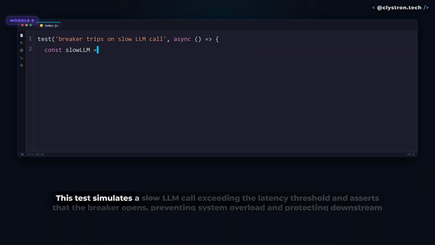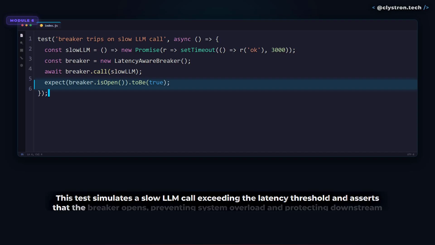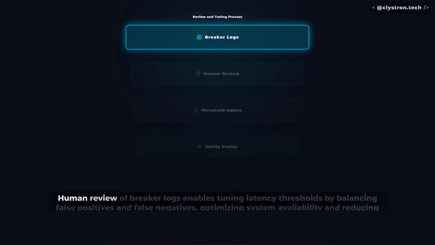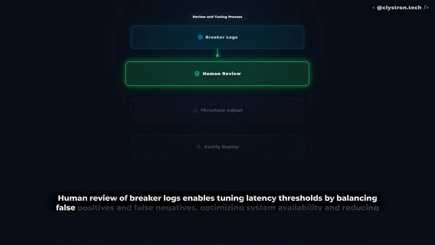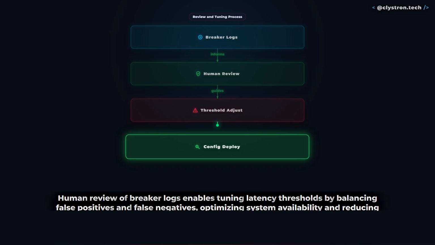This test simulates a slow LLM call exceeding the latency threshold and asserts that the breaker opens, preventing system overload and protecting downstream services effectively. Human review of breaker logs enables tuning latency thresholds by balancing false positives and false negatives, optimizing system availability and reducing unnecessary downtime caused by overly sensitive breakers.